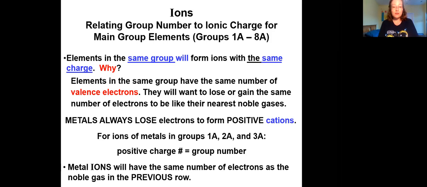Metal ions will have the same number of electrons as the noble gas in the previous row. We looked up 1 row when we had a sodium ion and a magnesium ion. We do the same thing for all of the metal ions.